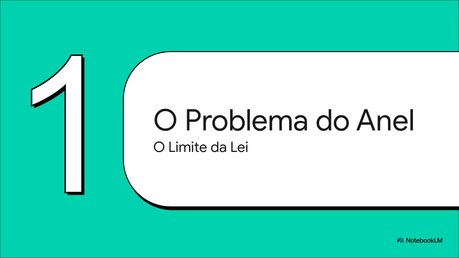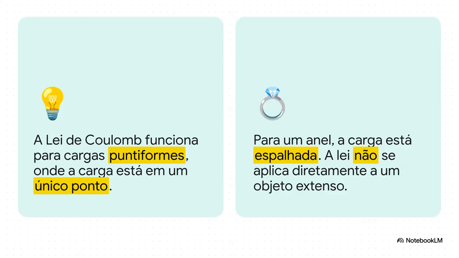First up, the problem of the ring. So the big question we need to ask ourselves is, why can't we just use that simple go-to formula for the electric field we all learned? Well, the answer really boils down to this. Coulomb's law. The famous E equals kq over r squared? That's perfect for point charges, when all the charge is crammed into one single spot. But with a ring, the charge Q is smeared out. It's spread all along an extended object. And that changes the whole game.